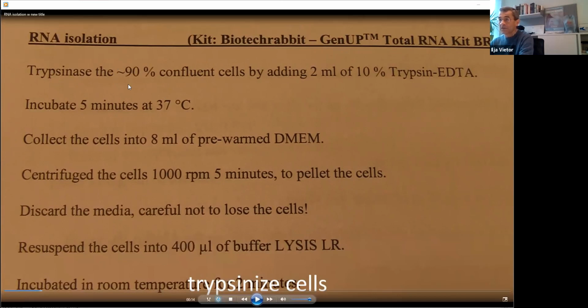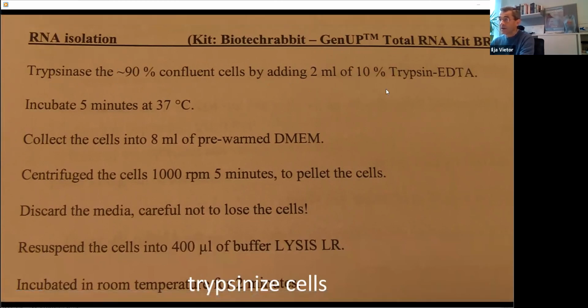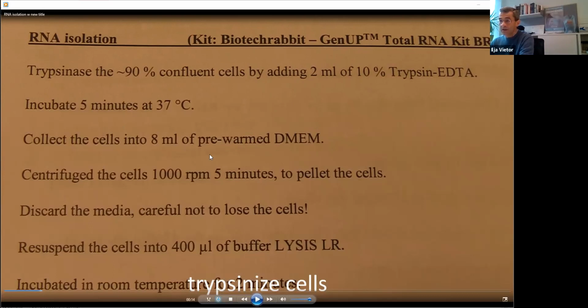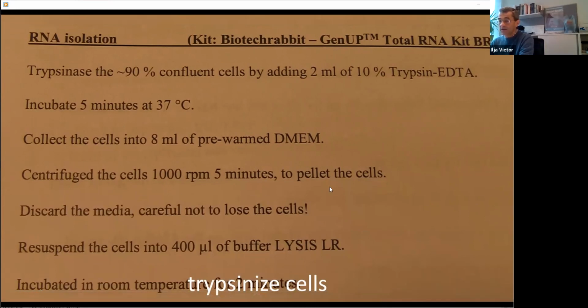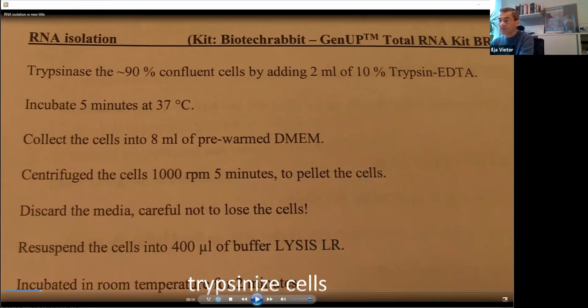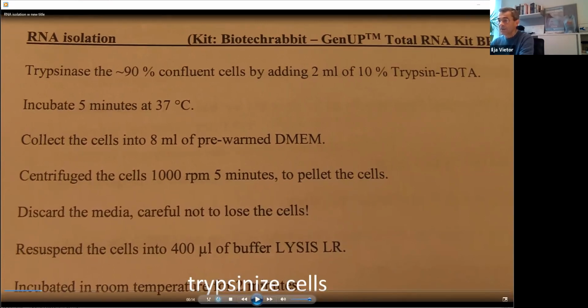So cells, living cells in culture, have to be really confluent. And then what you have done yourself in the experimental work at the beginning of the course, you trypsinize cells, collect them in the full medium, then centrifuge down in order to separate the medium from your cells. And then the cell pellet is lysed with a specific lysis buffer from the kit. So going to the next step.